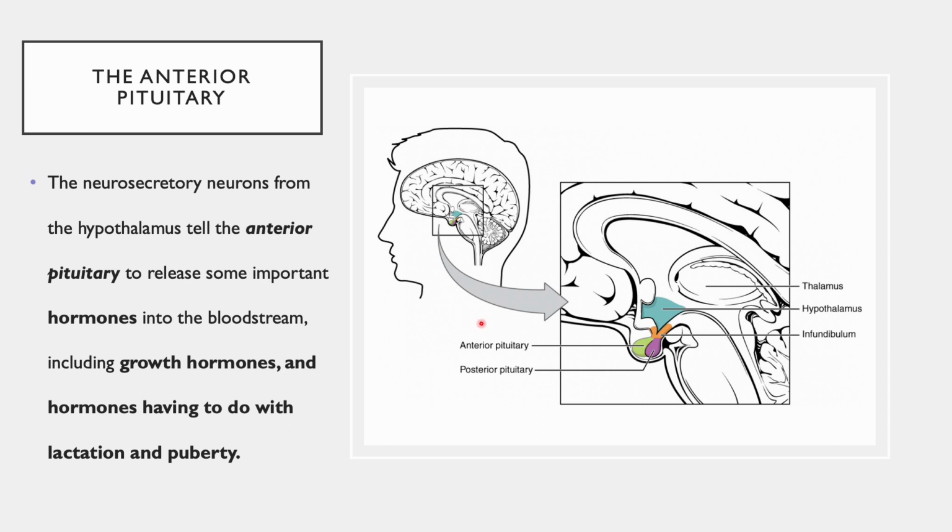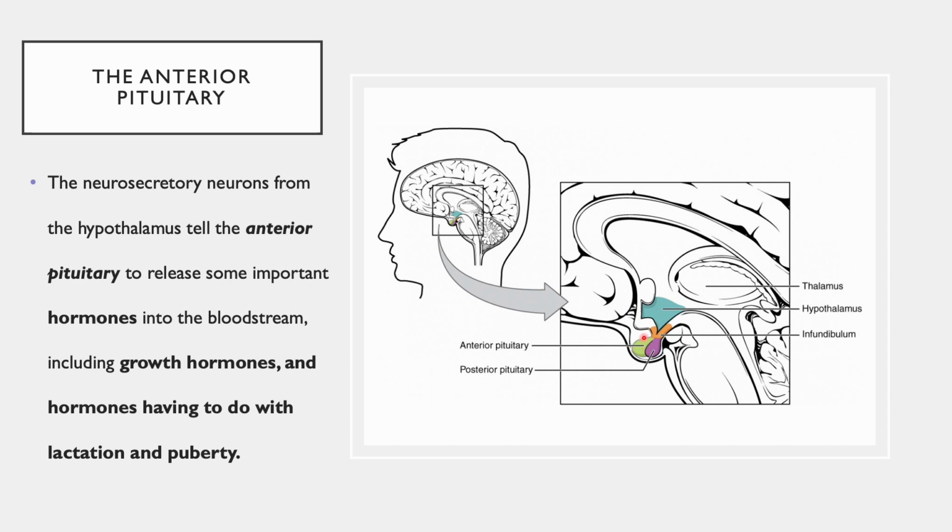So let's look at this in more depth. We have specialized neurons that live in the hypothalamus and project down to the anterior pituitary gland, shown here in green. The anterior pituitary is important for the release of hormones into the bloodstream, including growth hormones and sex hormones that have to do with lactation or perhaps puberty.